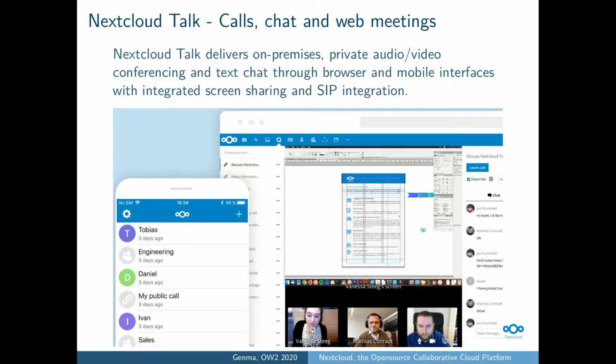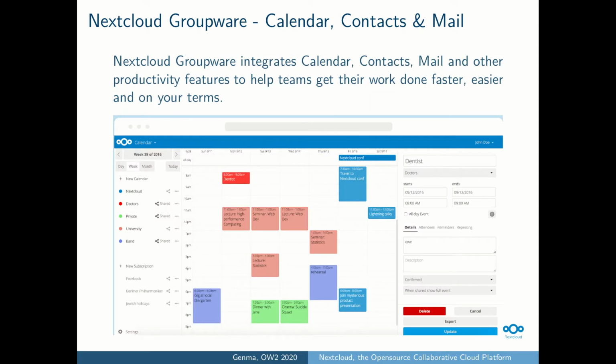Nextcloud Talk, calls, chat, and web meetings. Nextcloud Talk delivers on-premises private audio-video conferencing and text chat through browser and mobile interfaces with integrated screen sharing and SIP integration. Nextcloud Groupware, calendar, contacts, and email. Nextcloud Groupware integrates calendar, contacts, email, and other productivity features to help teams get their work done faster, easier, and on your terms.